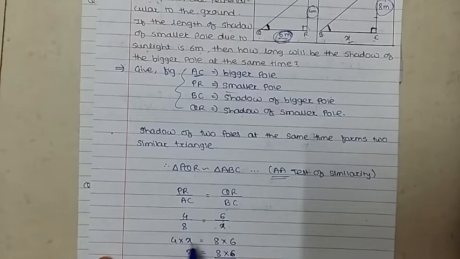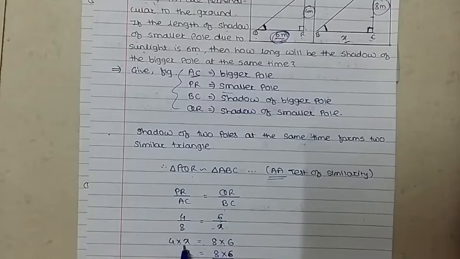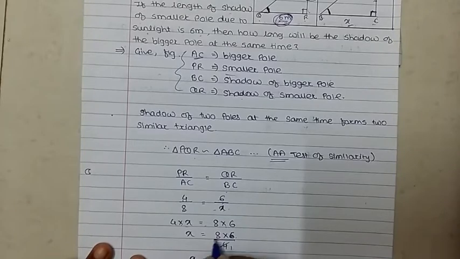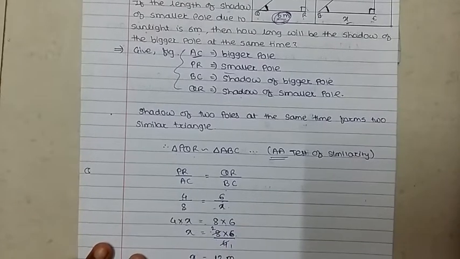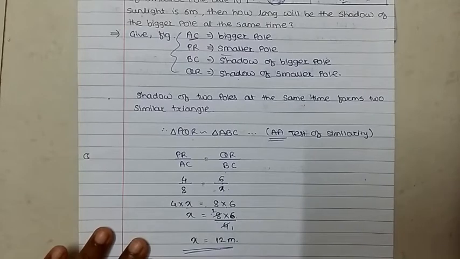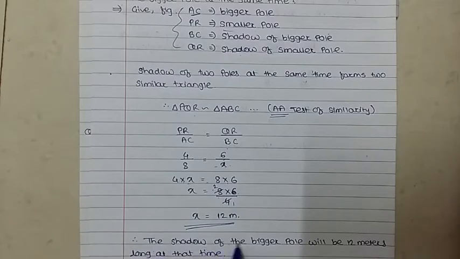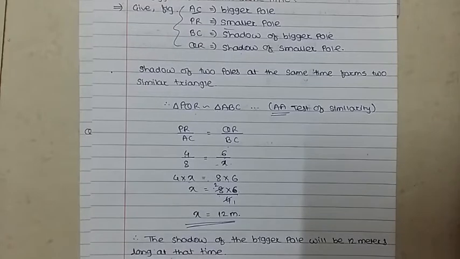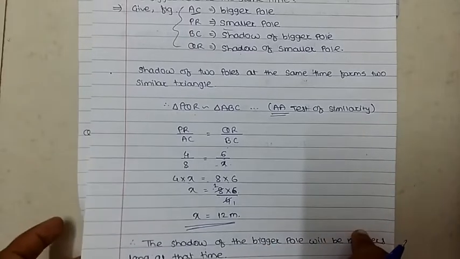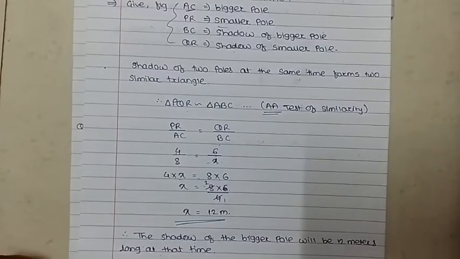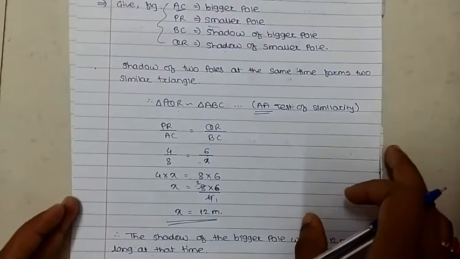4 into X is equal to 8 into 6. Then X is equal to 8 into 6 upon 4. Then 4 1s are 4, 4 2s are 8, then 6 2s are 12. So the value of X is 12 meter. Therefore the shadow of the bigger pole will be 12 meter long at that time. Clear? Understand this one? This type of question is definitely asked in your exam. So understand properly. Now next question.